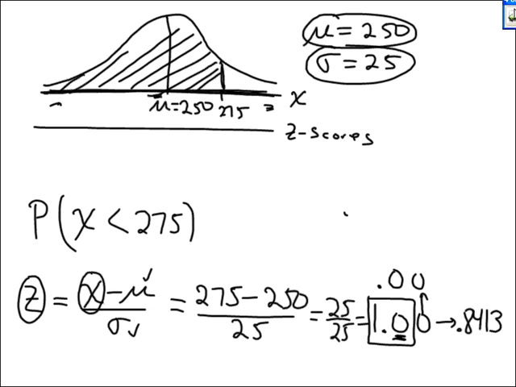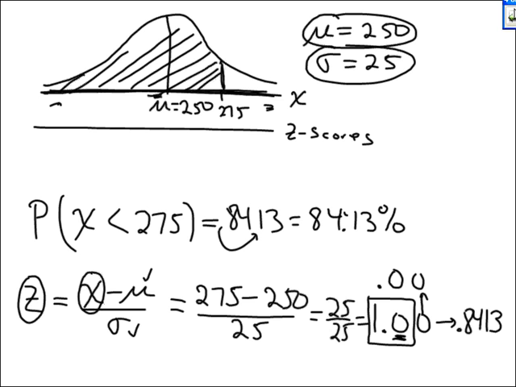So the probability that your bowling score is less than 275 is 0.8413, which happens to be, if you move the decimal 2 places to the right, 84.13%. Almost 85% of the time, your bowling score will be less than 275. It might be 25, might be 111. That's less than 275. Almost 85% of the time, you will get 275 or below.